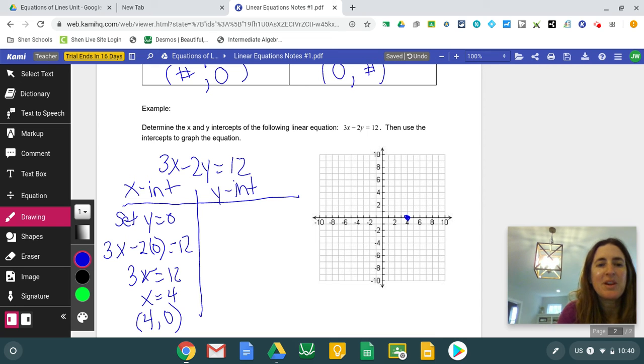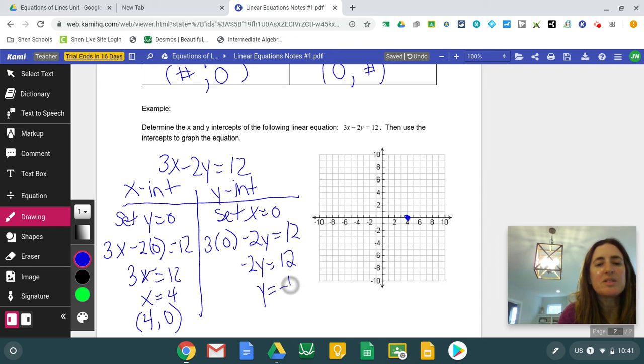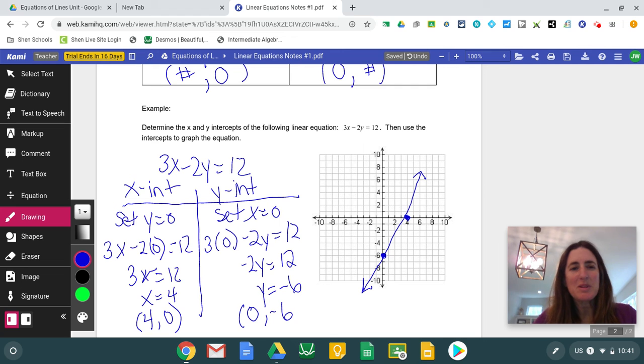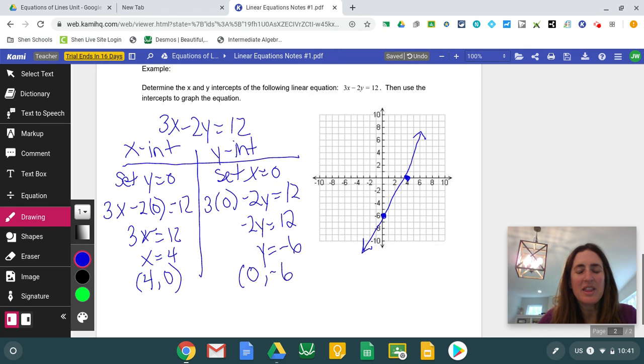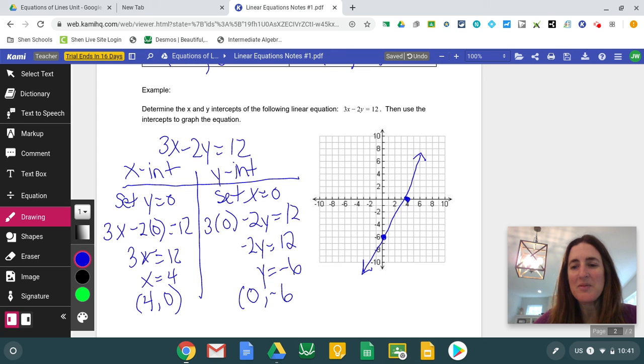Let's try our y. We're going to set x equal to 0. So now I'm going to go 3 times 0 minus 2y equals 12. Negative 2y equals 12, or y equals negative 6. Ooh. So that really is (0, -6). Over 0, but down 6. And then I'm going to draw my line through those 2 points, which are my intercepts. That was so much fun. And I think that concludes our notes for number 1 on linear equations.